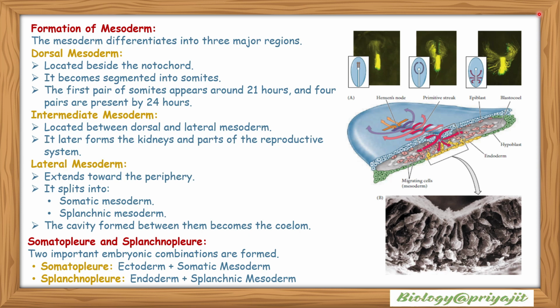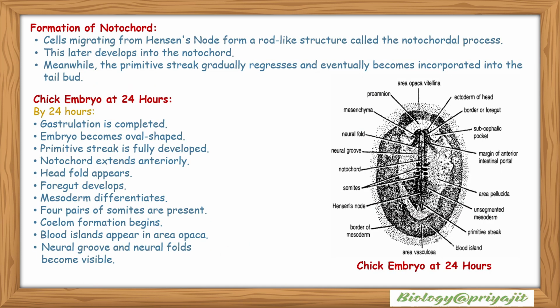Somatopleure and splanchnopleure, two important embryonic combinations, are formed. Somatopleure is the ectoderm plus somatic mesoderm, and splanchnopleure is the endoderm plus splanchnic mesoderm. Formation of notochord. Cells migrating from Hensen's node form a rod-like structure called the notochordal process. This later develops into the notochord. Meanwhile, the primitive streak gradually regresses and eventually becomes incorporated into the tail bud.